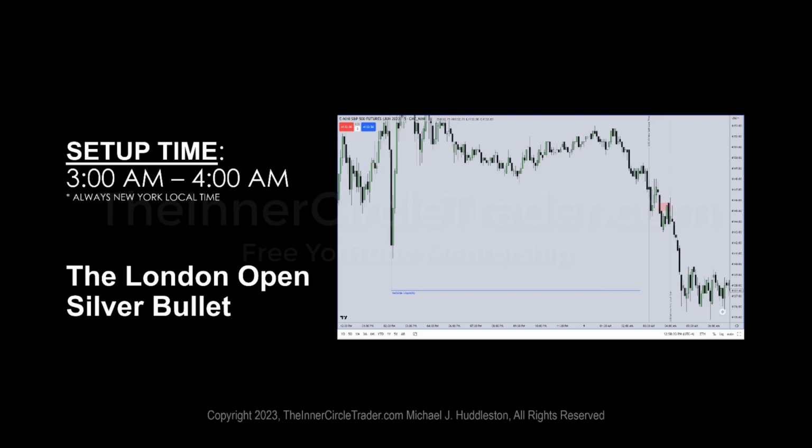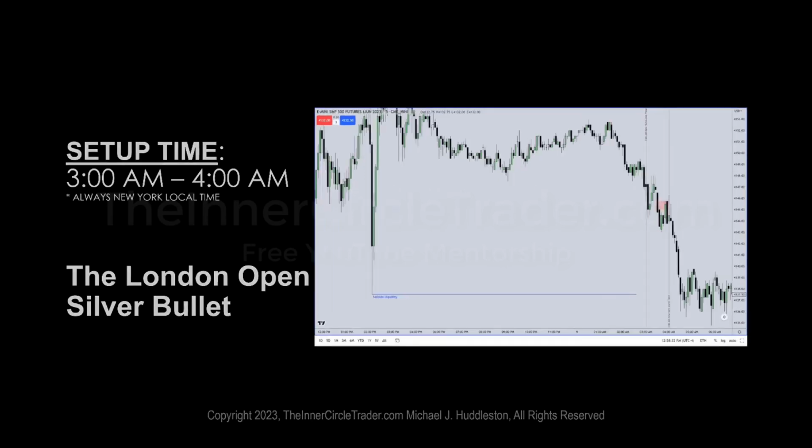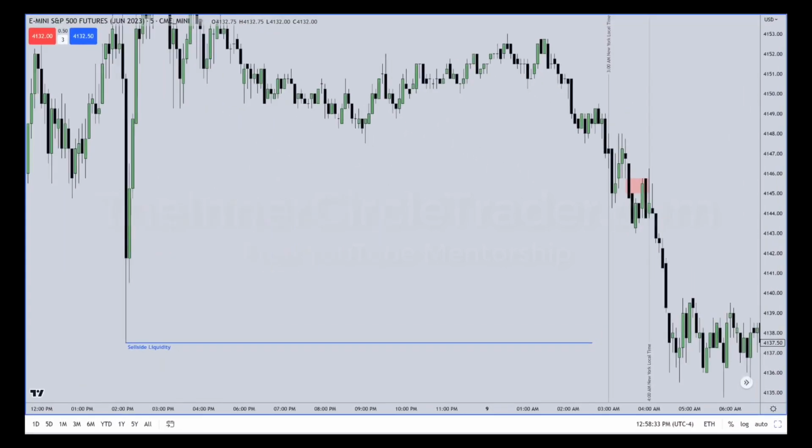This is the London Open silver bullet. So what we're looking for is a classic ICT fair value gap to form between 3 a.m. and 4 a.m. New York local time. The factor you are going to lean heavily on is the skill set of knowing where price is going to go. Okay, and it's not necessarily the bias.